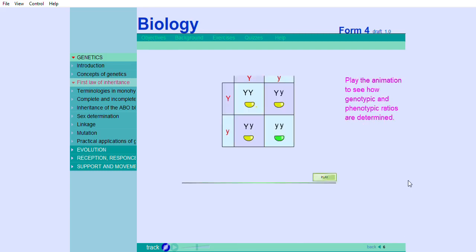From the Punnett square, the phenotypic ratio can be calculated by counting the total number of seeds and determining the ratio of yellow seeds to those that are green, which is in the ratio of 3:1. The genotypic ratio can be determined by determining the number of each genotype as a fraction of the total number of offspring represented by possible fusions. Play the animation to see how genotypic and phenotypic ratios are determined.